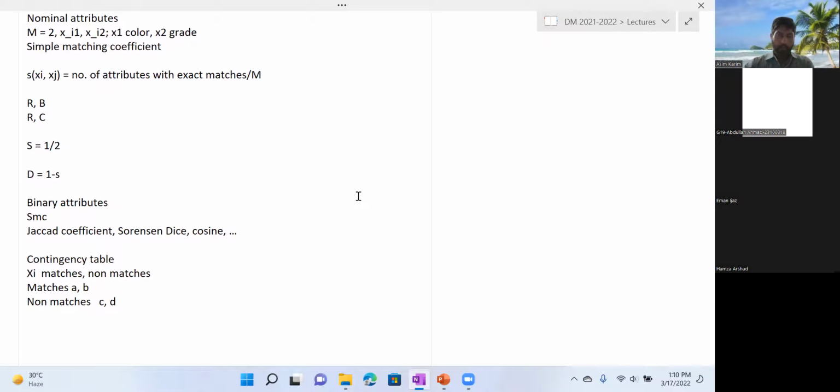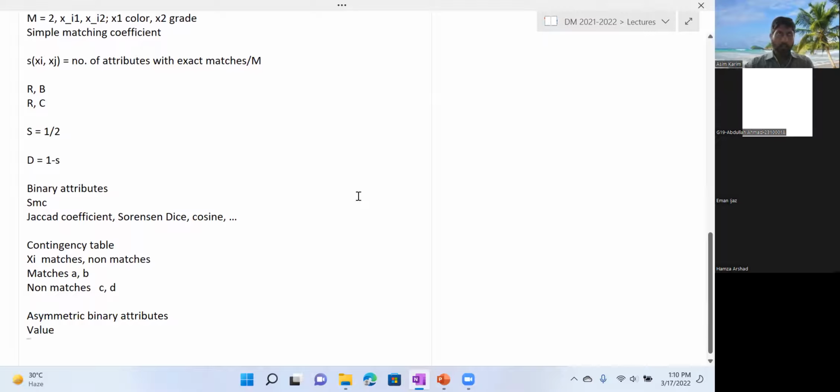Of course, there is a slight distinction that is sometimes used. If you have asymmetric binary attributes, then you do not count the matches of one value. So for example, the value 1 is considered more important than value 0. Then if 0, 0 matches, you do not count it as a match. Only you count the match of 1, 1. So this would be the case if you want to emphasize the matches of 1, 1 and not the matches of 0, 0.